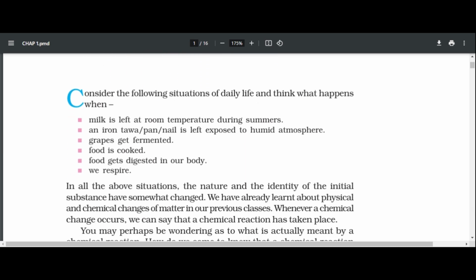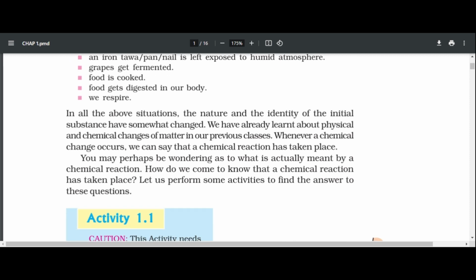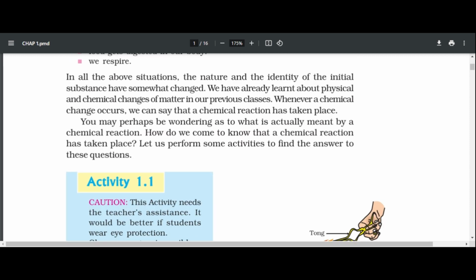Consider the following situations of daily life and think what happens when milk is left at room temperature during summers, an iron tawa or pan or nail is left exposed to humid atmosphere, grapes get fermented, food is cooked, food gets digested in our body, we respire. In all the above situations, the nature and the identity of the initial substance have somewhat changed.